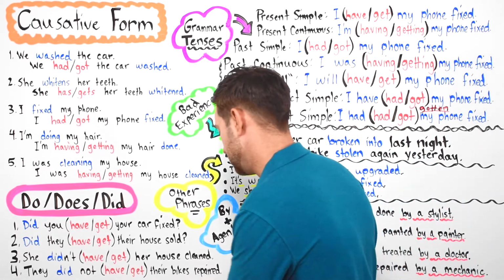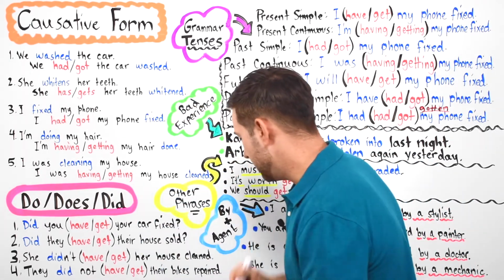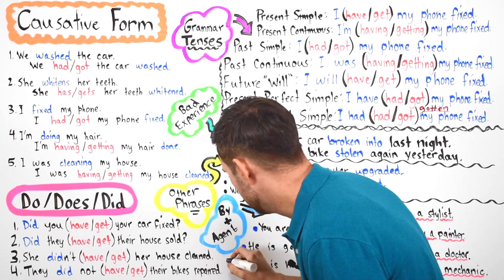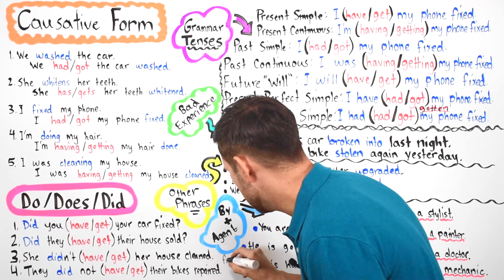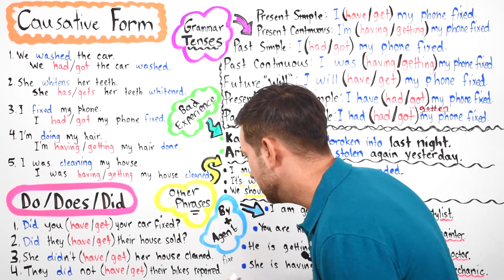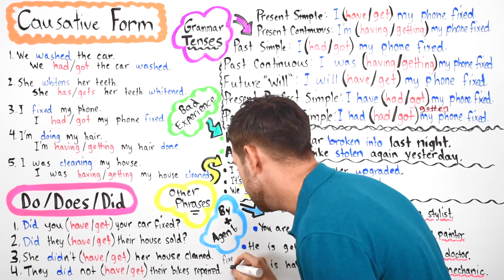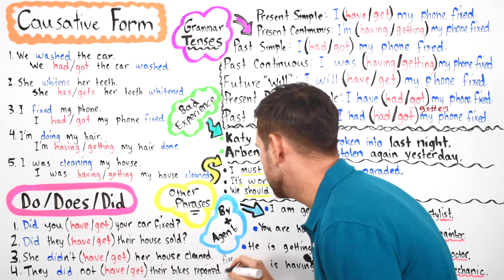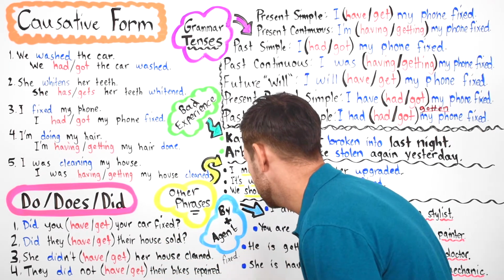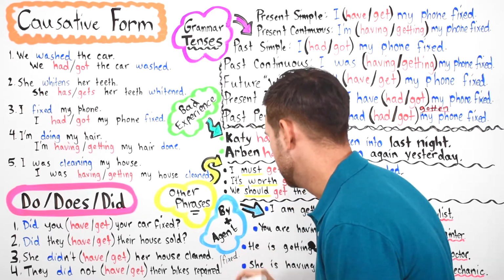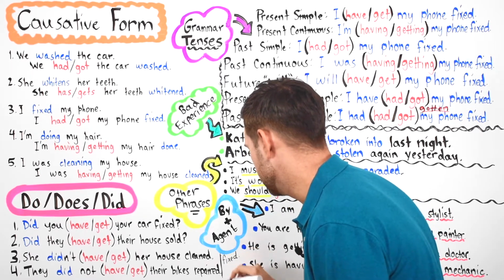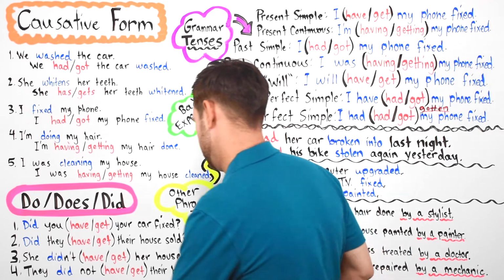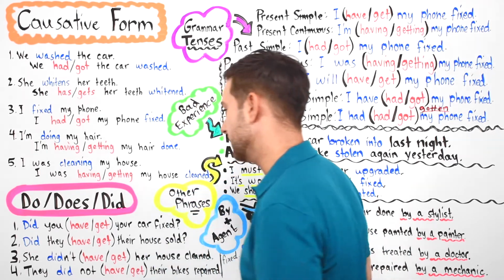Now, remember I said that you don't have to use the word repair. You can also use the word fix. They did not have their bikes fixed. Okay, you could say repaired or fixed. They did not have their bikes repaired. They did not have their bikes fixed. They did not get their bikes repaired. They did not get their bikes fixed.